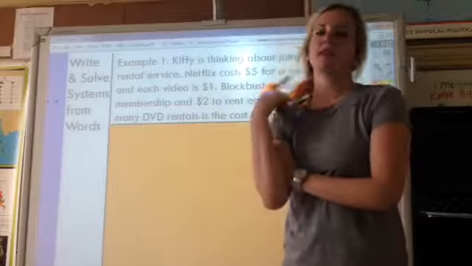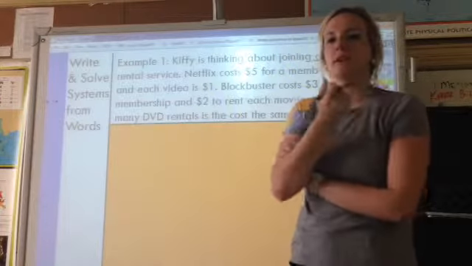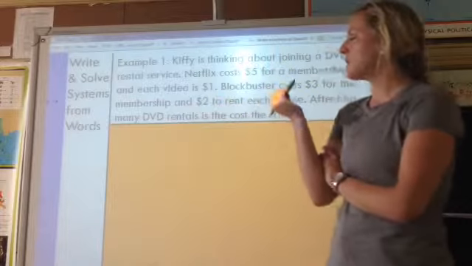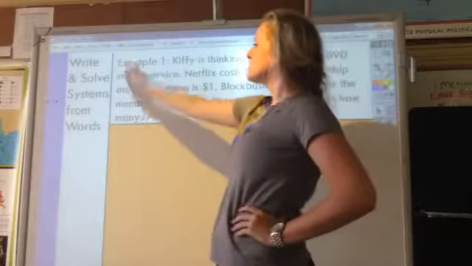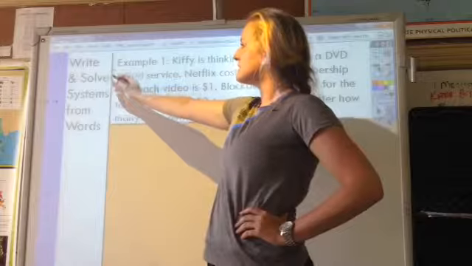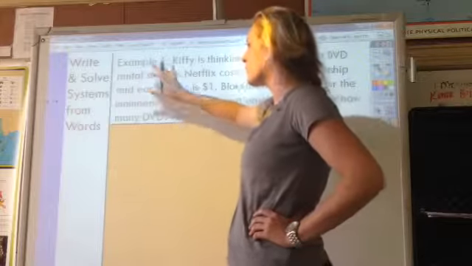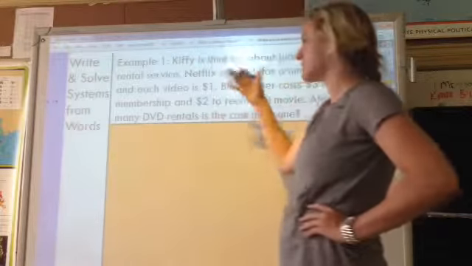Seniors, today we're going to continue with writing and solving systems of equations from words. So let's go ahead and jump in. On your notes page, go ahead and draw your line. Go ahead and write "write and solve systems from words." Don't write this yet. I'm just going to read it to you. We're going to work through it together.